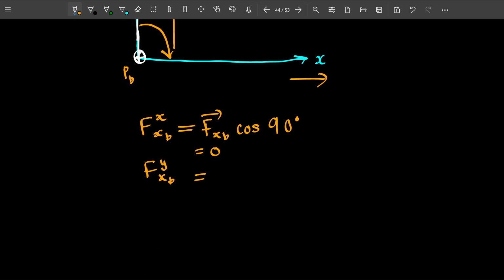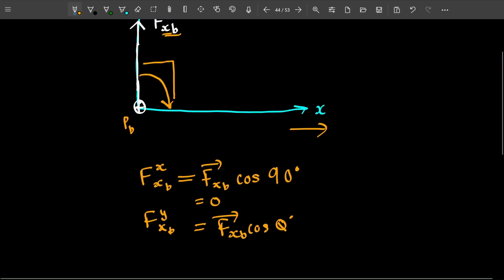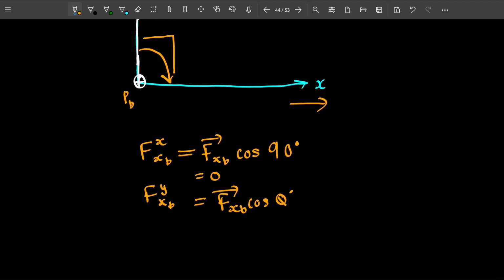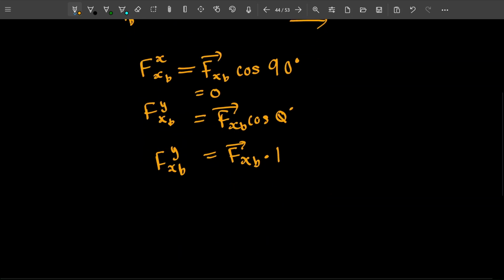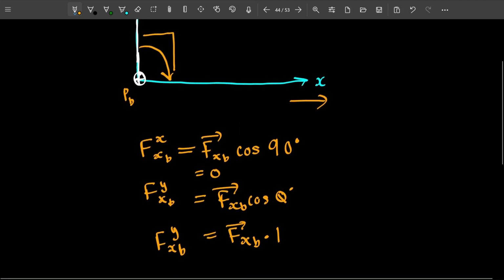In the y, it is going to be FXB, the real one, and then cos 0, zero degrees. So it's just FXB total. Cos 0 is 1. So you're just going to get it as FXB. So FXB in the y is just equal to FXB times 1, this vector times 1, and you get FXB in the y. Okay, you'll be done. That's how you do it.